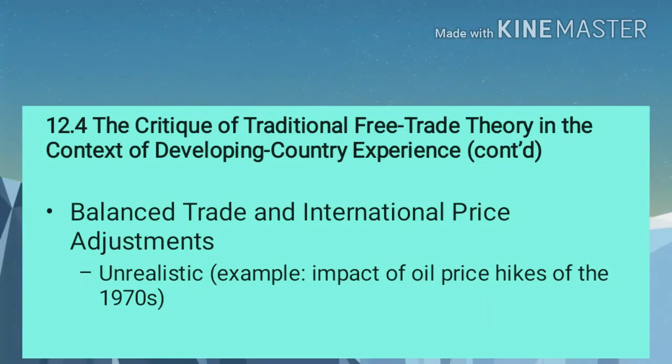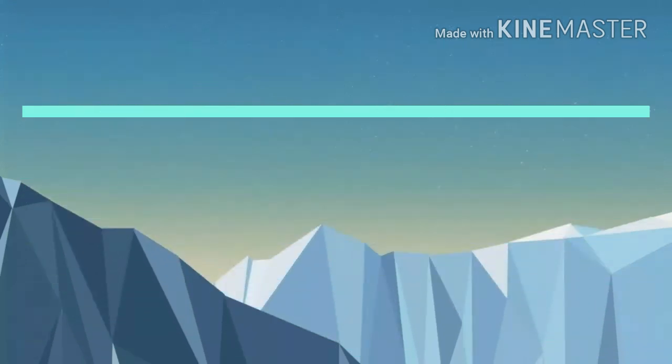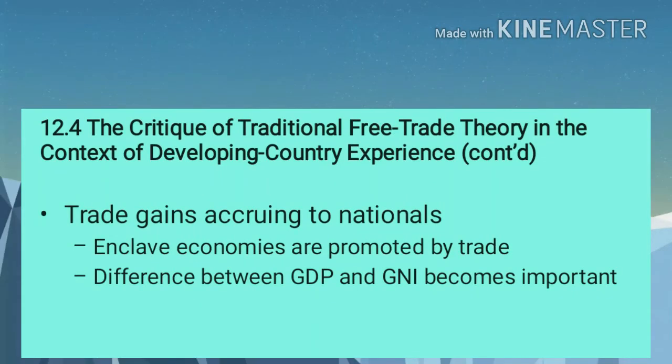Balanced trade and international price adjustments. Balanced trade is a situation in which the value of a country's export and the value of its imports are equal. Best example nga nito is yung impact of oil price hikes of the 1970s. Trade gains accruing to nationals. The sixth and final major assumption of traditional trade theory.